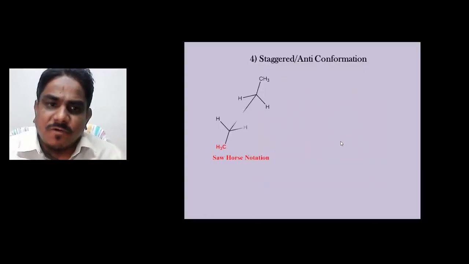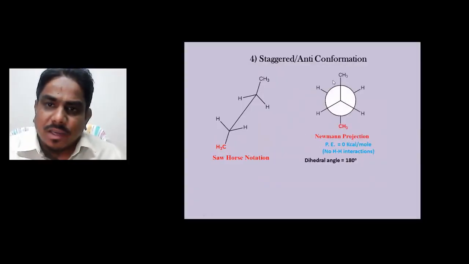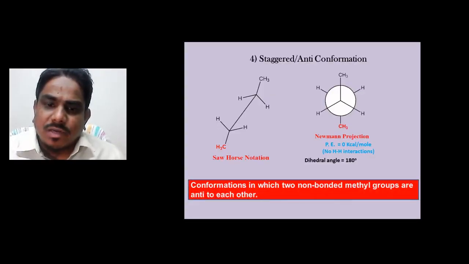This is the Newman projection formula. This formula shows that two methyl groups, non-bonded methyl groups, are anti to each other, or at 180 degrees to each other. So this conformation of n-butane is observed at 180 degrees. All the methyl groups are going far away from each other. Hydrogen is also going far away from each other. So the potential energy of that conformation is 0 calories per mole. So the conformation of n-butane in which two non-bonded methyl groups and hydrogens are anti to each other is known as the staggered or anti-conformation of n-butane.